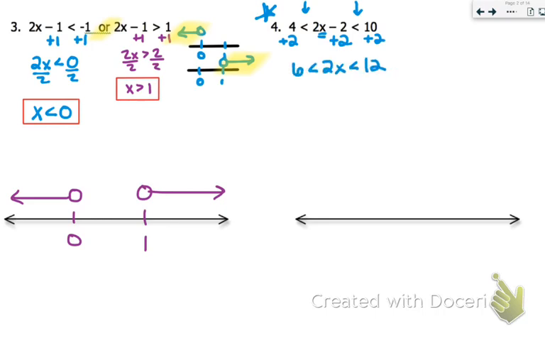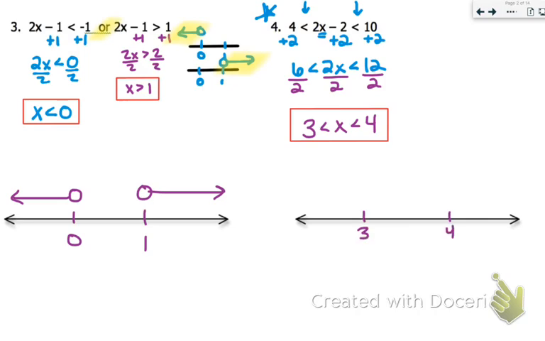We're left with 6 is less than 2x, which is less than 12. To get x by itself, divide by 2. Again, whatever we do to the middle, we have to do to the right and the left. So we end up with 3 is less than x, which is less than 4. Graphing these, we need an open circle at 3, open circle at 4, and since x is in the middle of 3 and 4, our line connects the two.